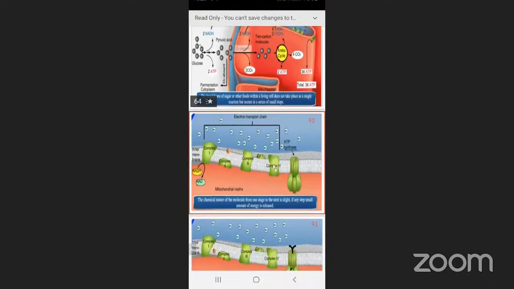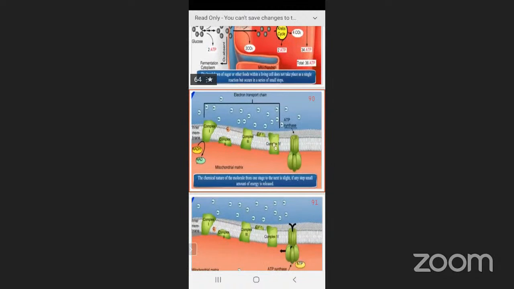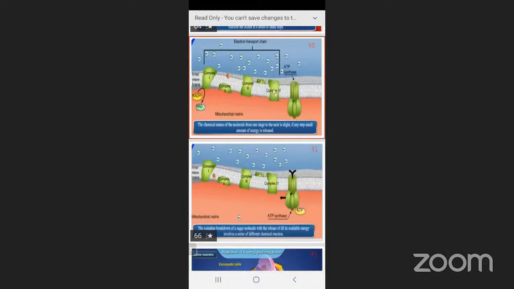Next, the chemical nature of the molecule from one stage to the next is slight. In any step, a small amount of energy is released.